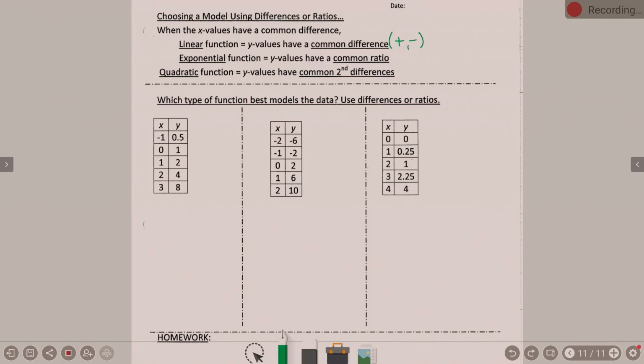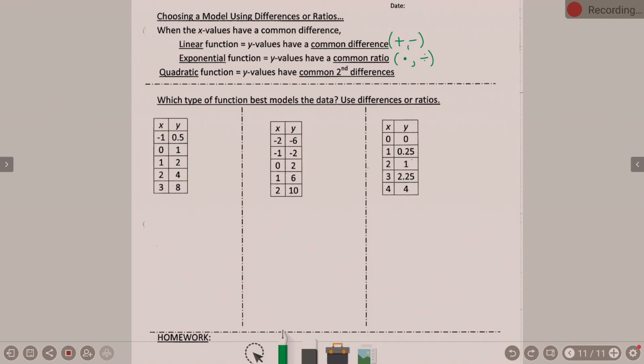Exponential function, if the y values have a common ratio. Well, think about it. If common difference was add and subtract, what's common ratio? Multiply or divide. So if your y values all have a common ratio, so they multiply or divide by the same thing to get to the next one every time, then it's exponential.